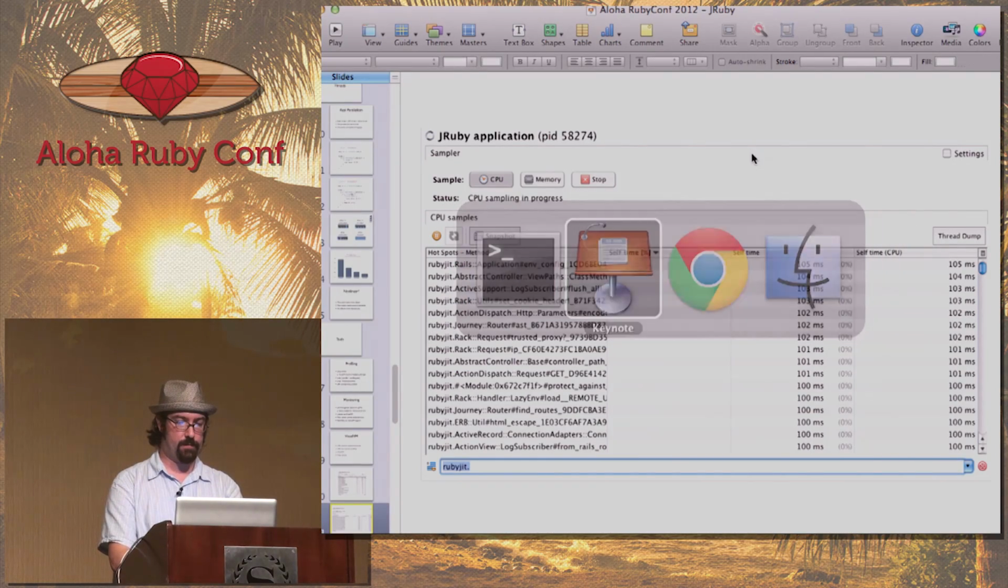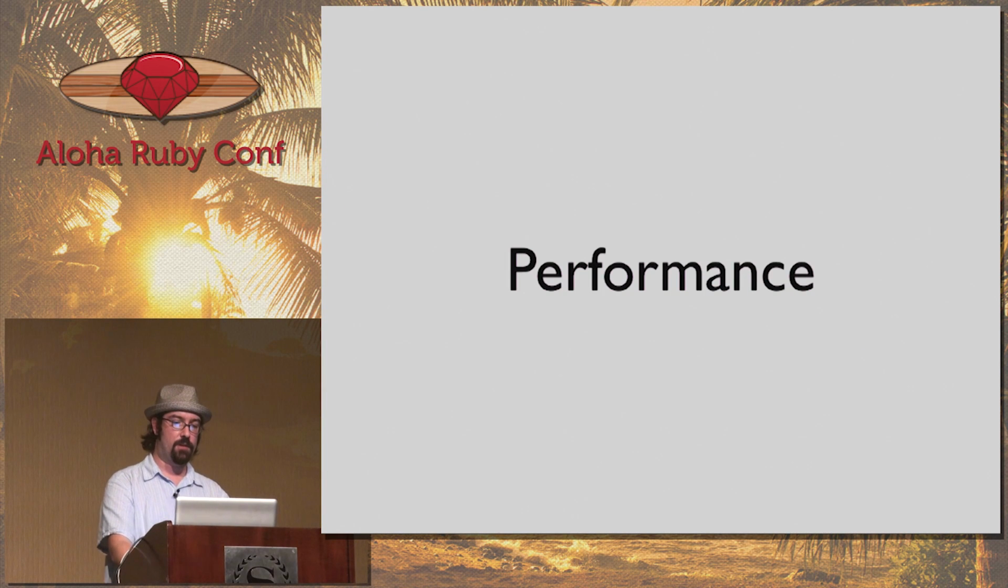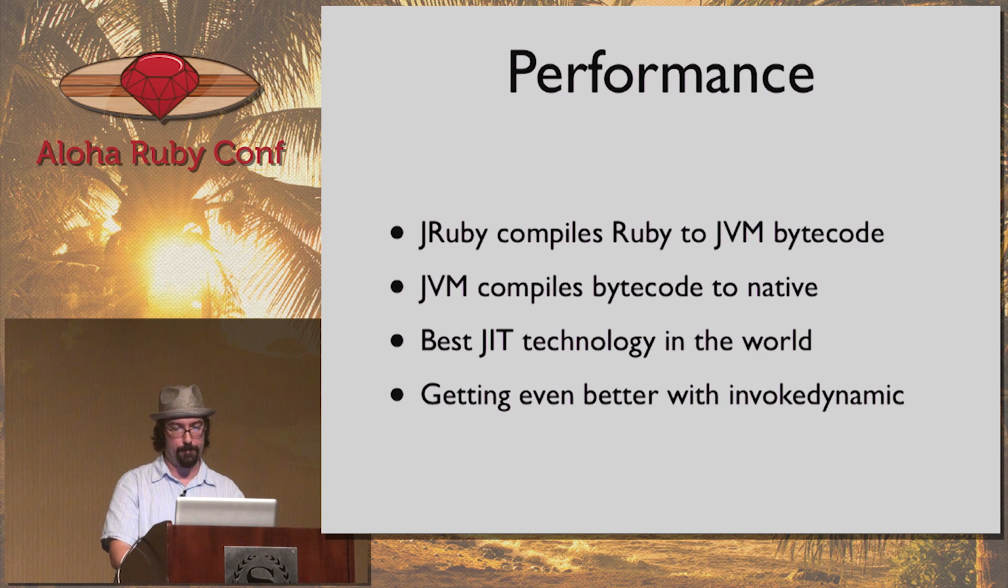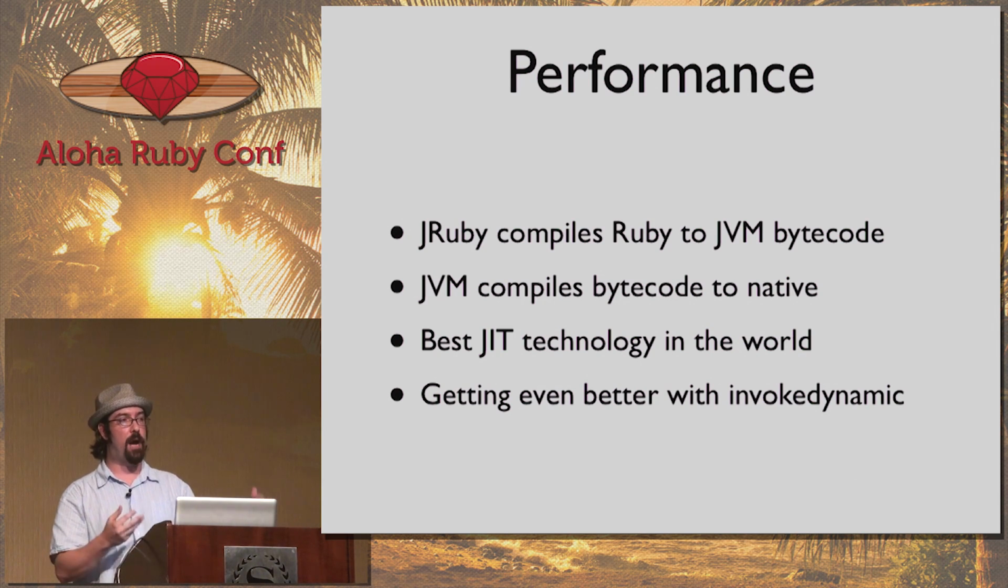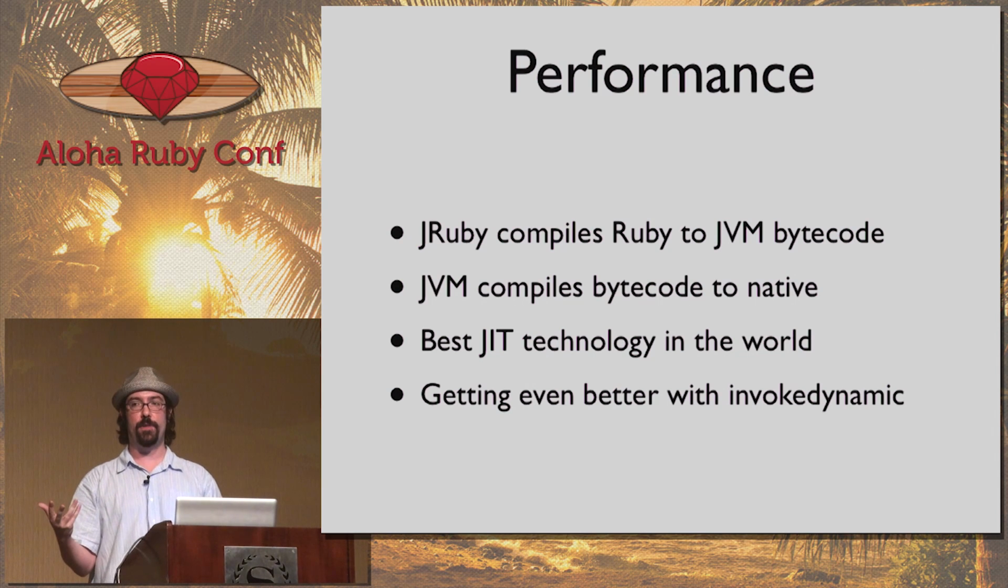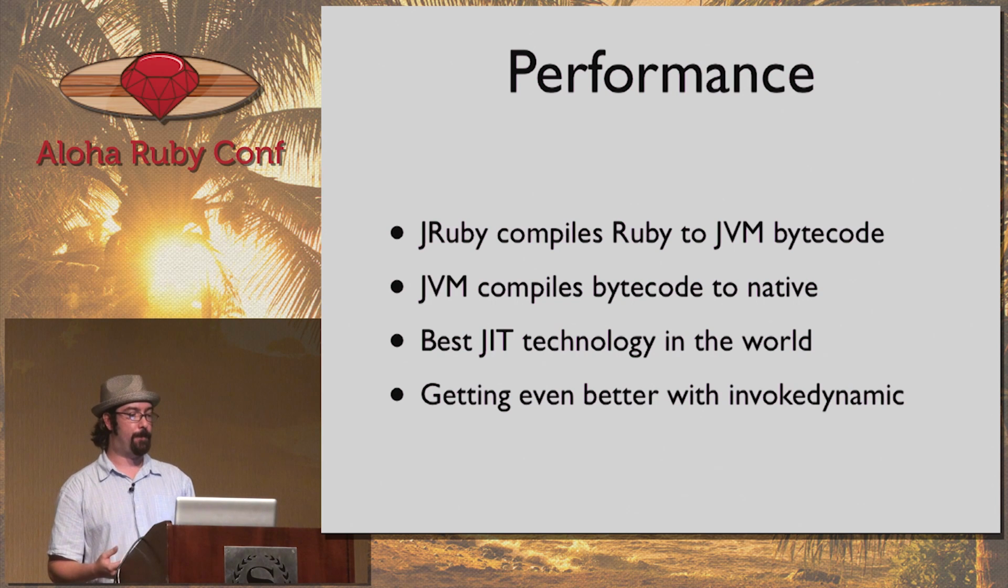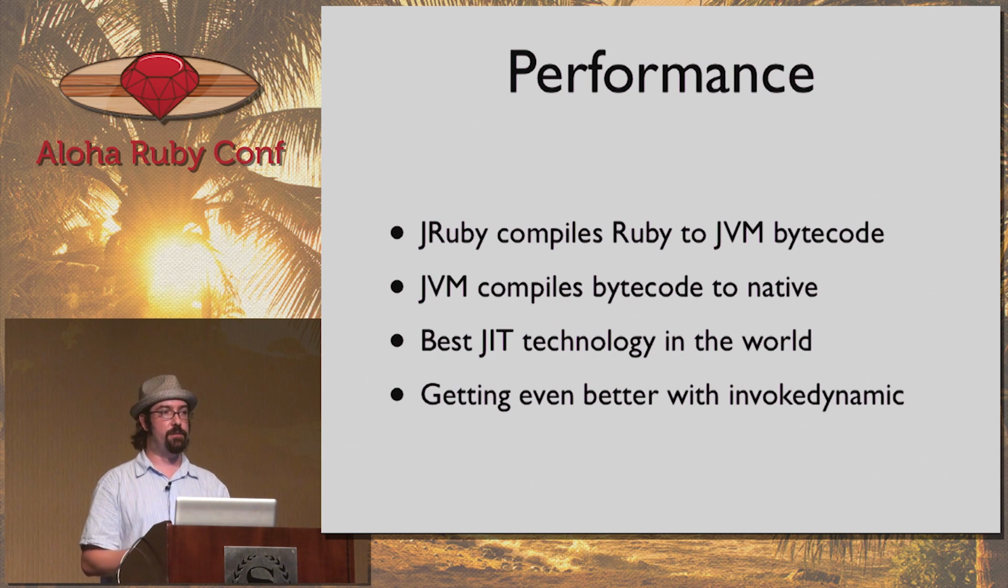All right. Last section here. So performance, this is where I work on in JRuby most of the time. So we're running on top of the JVM. JRuby basically will compile Ruby code down into JVM bytecode, and then the JVM will take that bytecode and do its own rounds of optimization. And this is some of the best JIT technology in the world.